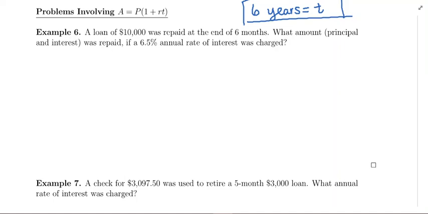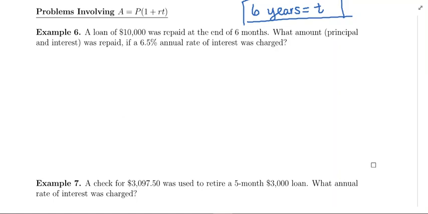In examples 6 and 7, we are going to look at the formula A equals P times (1 plus R times T). These are both going to be simple interest problems. We're going to discuss why, and then we're going to talk about why this particular formula is preferable to I equals P times R times T.